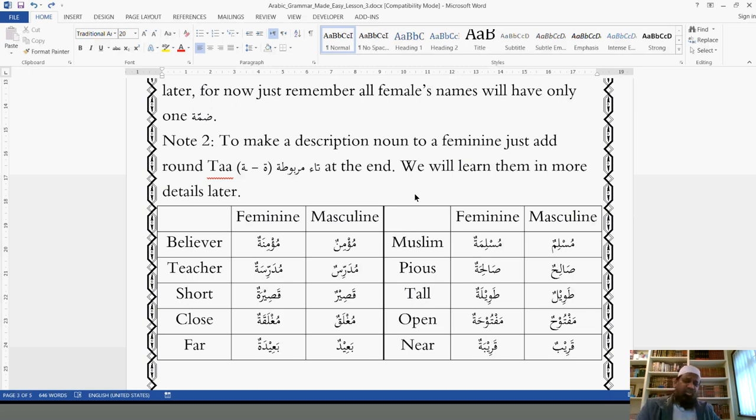Okay, so this was our Jumla Ismiya Khabariya. Very straightforward. Jumla Ismiya Khabariya has two parts. The first part is called the Mubtada. The second part is called the Khabar. As I said, later on we'll make the Khabar even longer, but still it will be a Khabar.